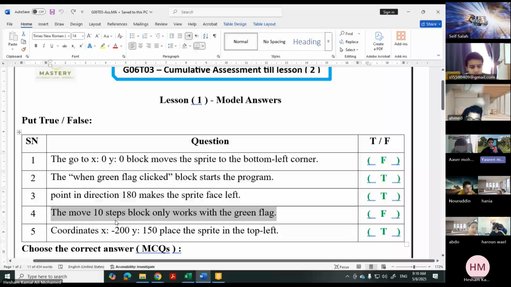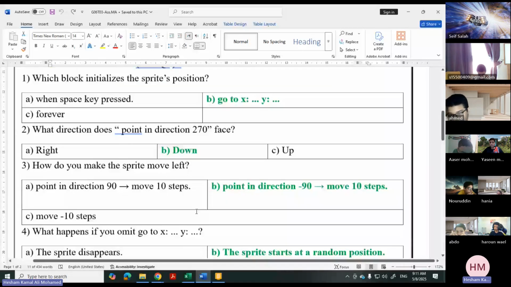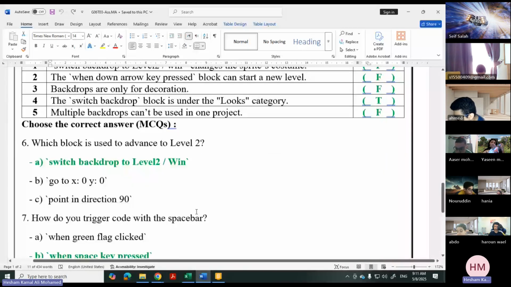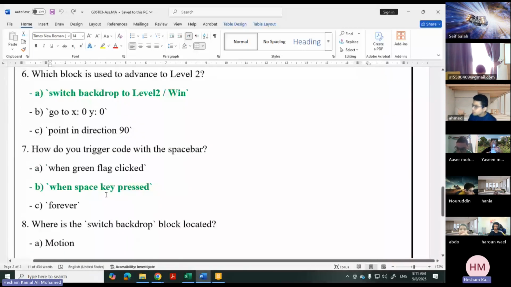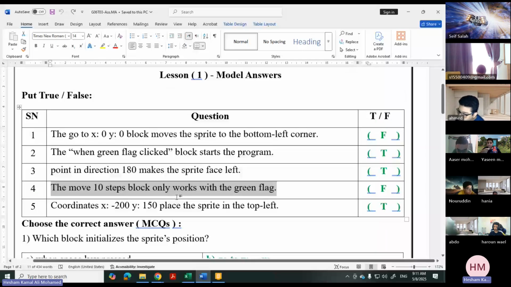The move 10 steps block only works with the green flag. False. It works with different blocks. It doesn't work only with the green flag. Like if you use the space key that we have used before, we have when space key pressed. It can work with when space key as well. It can work with different blocks. So it's not related only to the green flag. That's why the answer is false. There is a mismatch. That's why the answer is false.